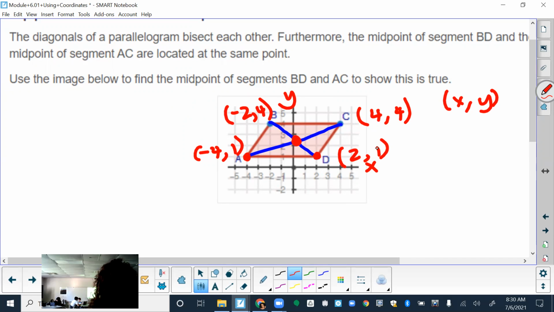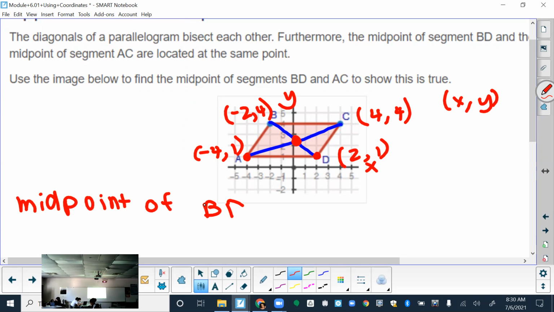All right, so now that I have those labeled, I can find the midpoint of each line. So we have a line going from BD, so we need to find the midpoint of BD. We'll do that together, and then I'll have you guys find the midpoint of AC on your own.